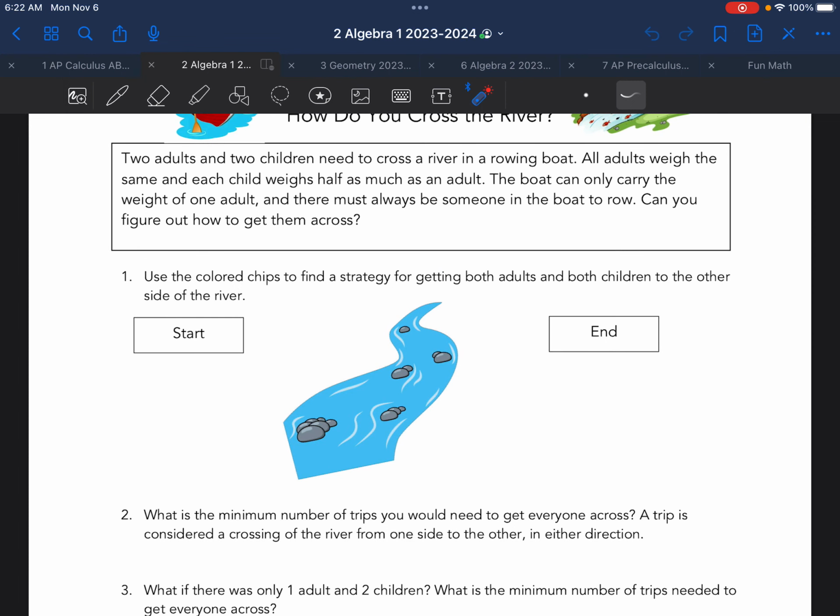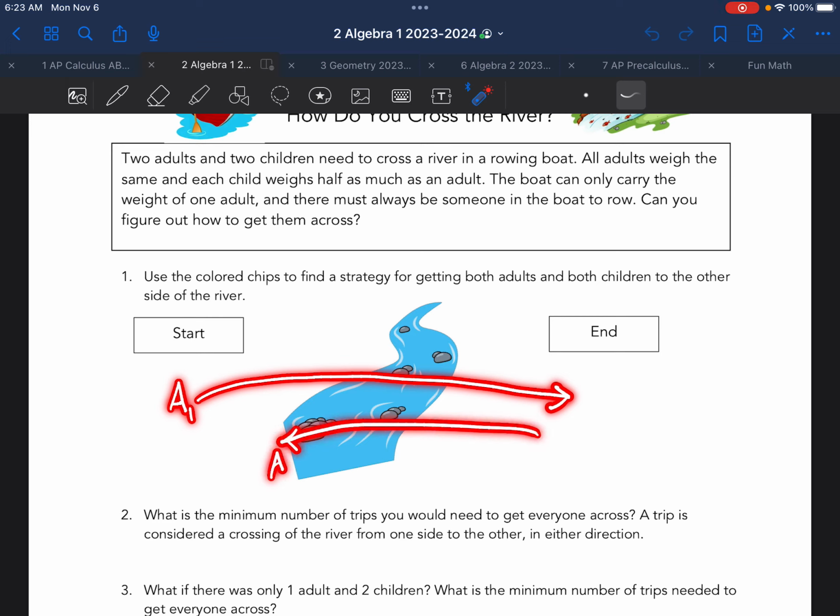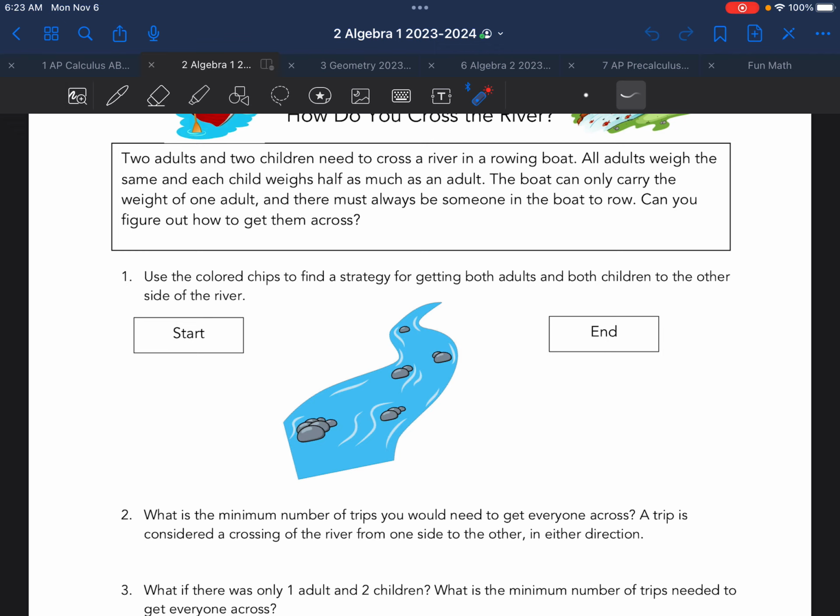So let's go ahead and think, what if I had 1 adult? Let's say A for adult and C for children. If I had adult 1 go to the other side of the river, that's a problem because there's no way to send the boat back across, because that adult 1 would just have to come back. So we cannot send an adult over first. We have to send over a child first. If the boat can only carry the weight of 1 adult, that means it can carry the weight of 2 children. So what I could do is start with child 1 and child 2 going across.